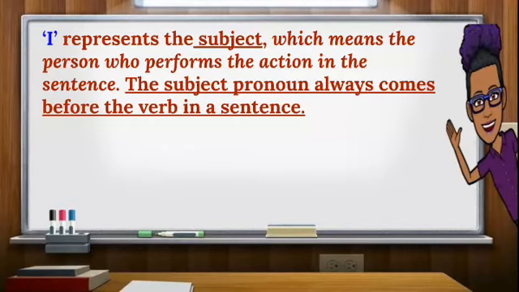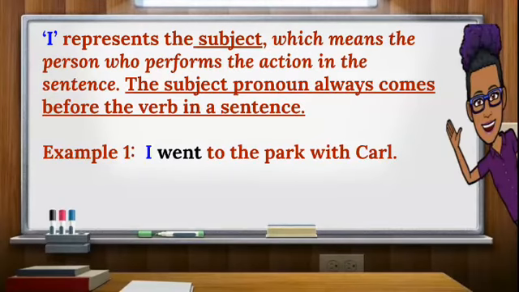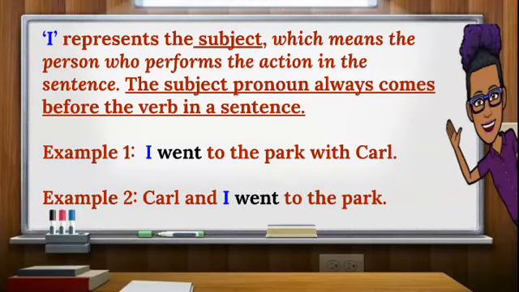I represents the subject, which means the person who performs the action in the sentence. The subject pronoun always comes before the verb in a sentence. Example, here we have our subject pronoun I and our verb went. I went to the park with Carl. Another example where we see the verb coming after the subject pronoun. Carl and I went to the park.